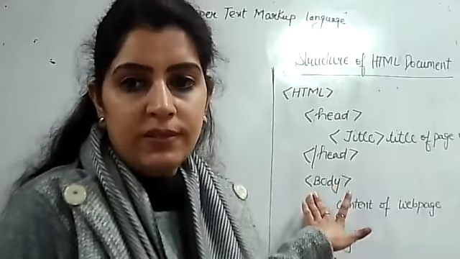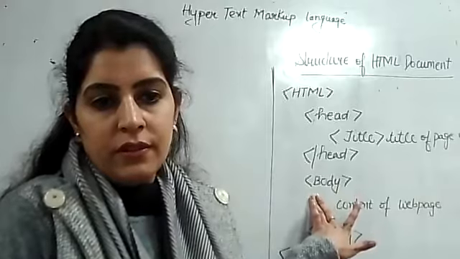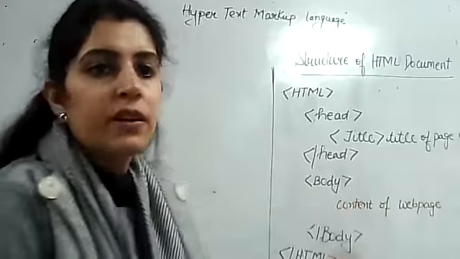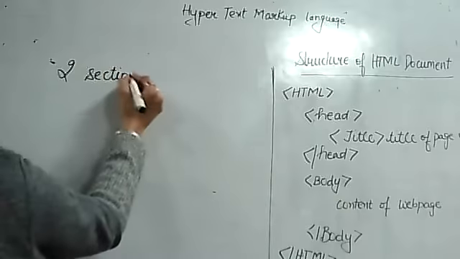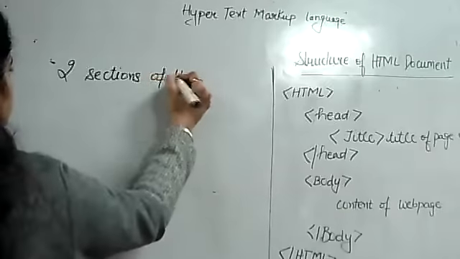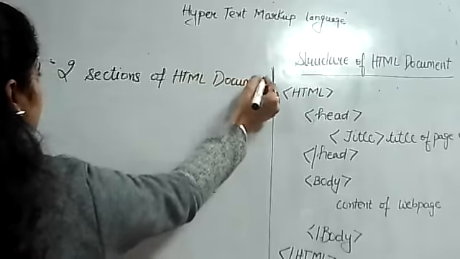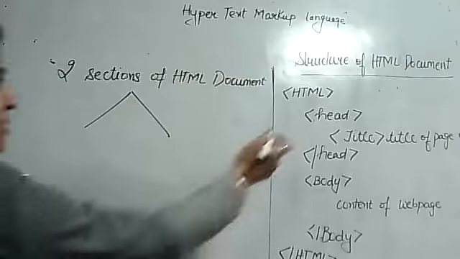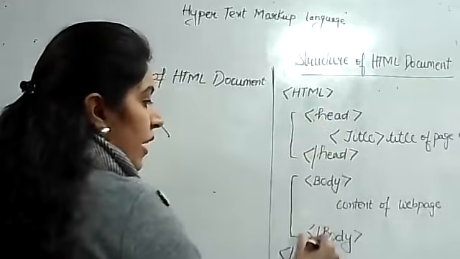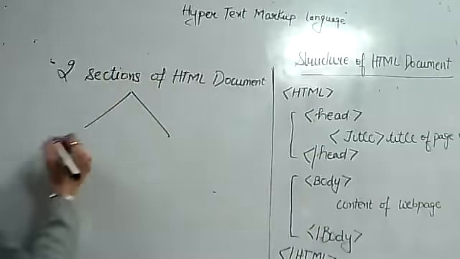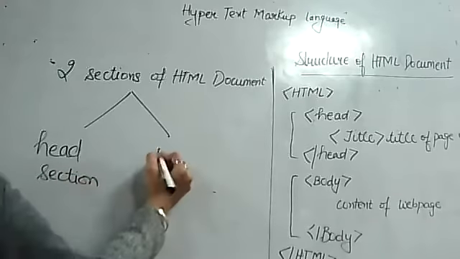Now write one question. Name the two sections of an HTML document. तो दो सेक्शन कौन से हैं हमारे पास? देखो HTML के अंदर दो सेक्शन हैं. Number 1 is the head section and number 2 is the body section. Head and body section.